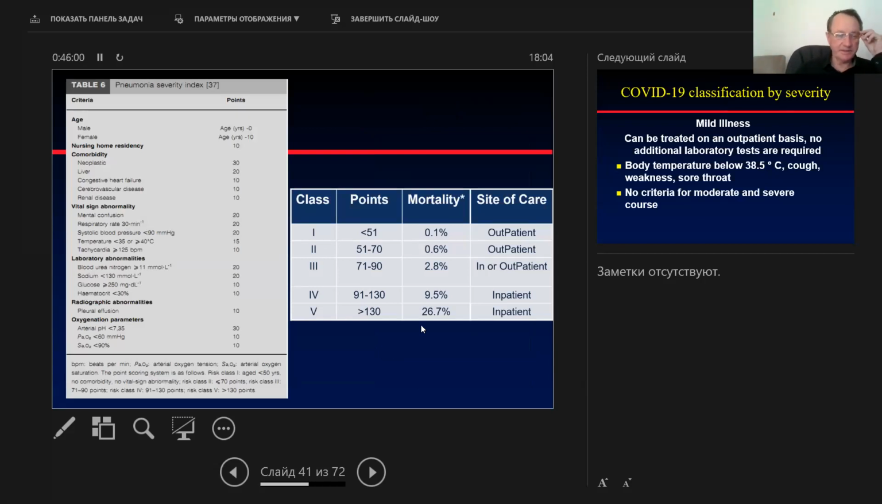Often, in an inpatient setting, you can use a pneumonia severity index, which includes age, sex, comorbidity, vital signs including respiratory rate, systolic blood pressure, temperature, tachycardia, mental confusion, and lab abnormalities. You calculate and summarize the points. Less than 51 points means the patient has a lower risk of mortality. If a patient has, for example, more than 130 points, the patient has a higher risk of mortality.